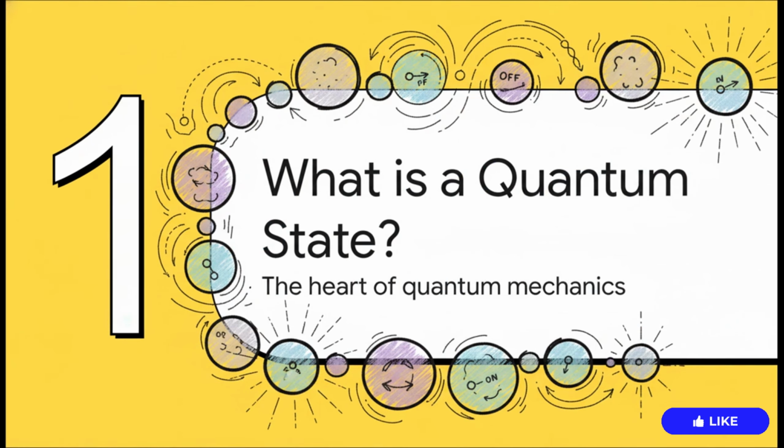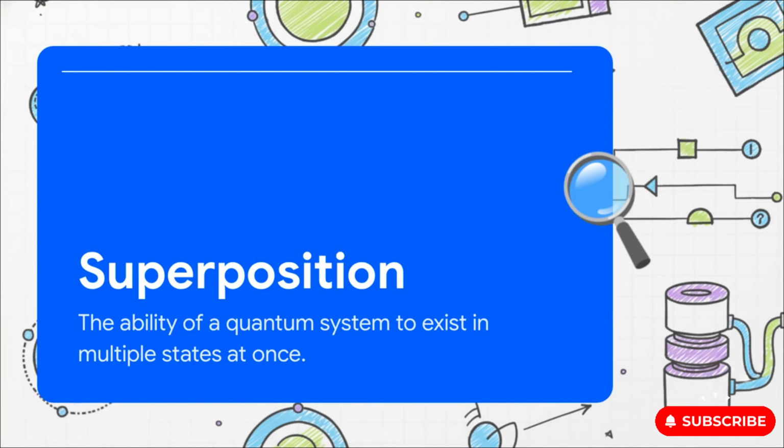Well, to understand how a computer can check all those paths at once, we have to look at its most basic part, the quantum state. This is really the bizarre but powerful heart of the whole thing. The secret ingredient here is a property called superposition. You see, a classical bit, the ones and zeros in your phone or laptop, is always either a definite 0 or a definite 1. It can't be anything else.